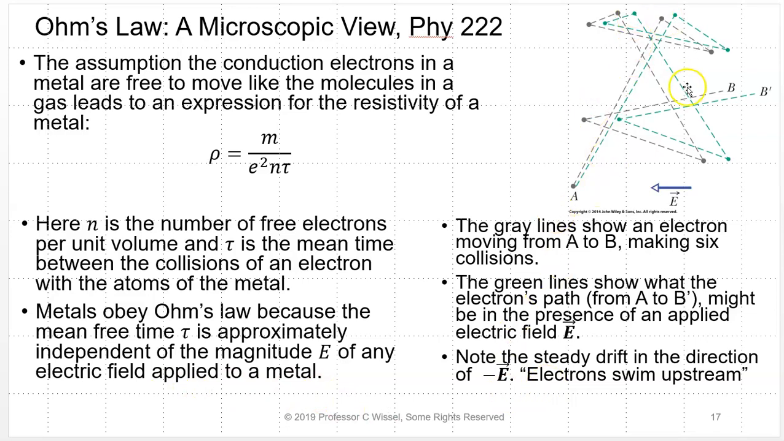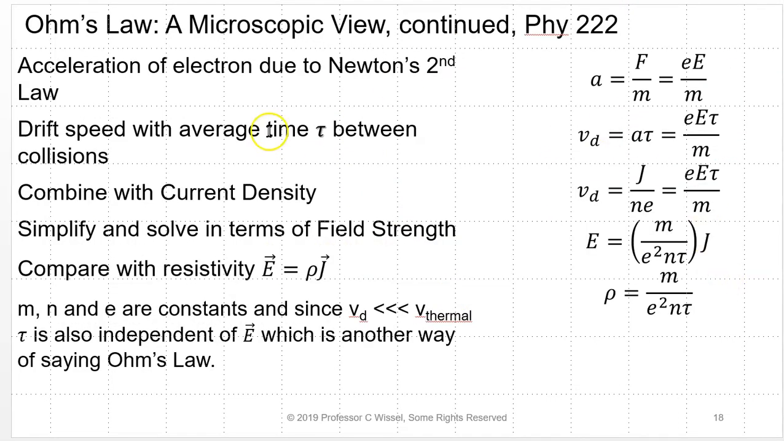Now these gray lines show an electron moving from A to B, making 6 collisions. The green lines show what the electron's path would have been from A to B prime, in the presence of an applied electric field, E. Notice the steady drift in the direction of minus E, so electrons swim upstream. And tau is the mean time between these collisions, otherwise known as mean free time.